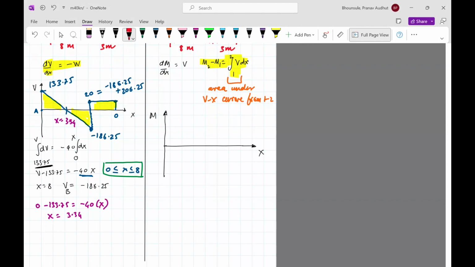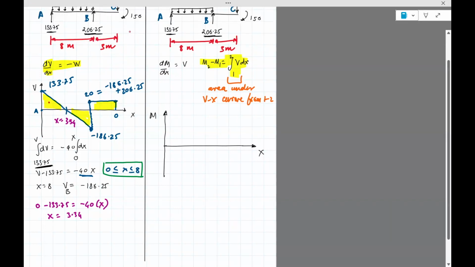Let's find the area here. The area of a triangle is half base times height. The base here is 3.34, height is 133.75. So half times 3.34 times 133.75 comes out to be 223.36.